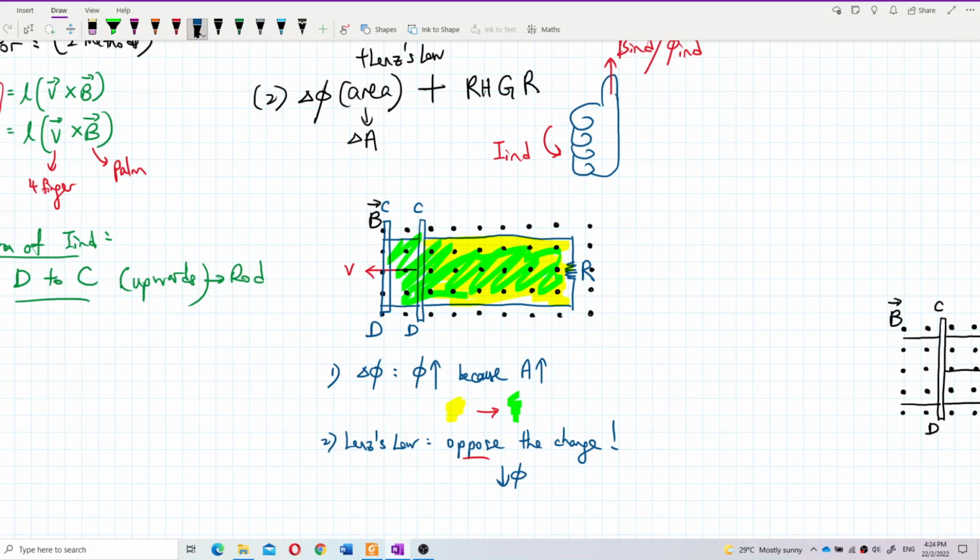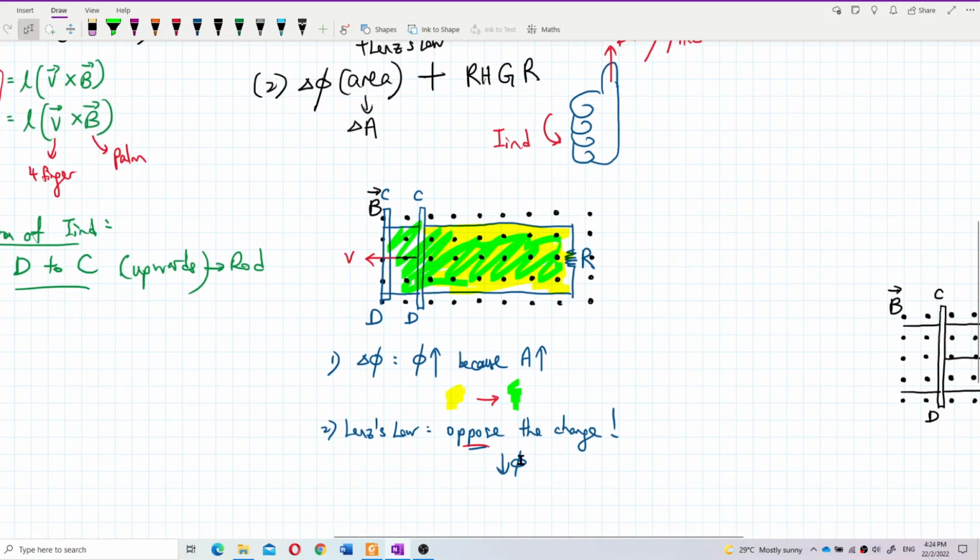To oppose means to go against. When something increases, Lenz's law tries to reduce the increase, by decreasing the flux. When flux increases, I want to decrease. When flux decreases, I want to increase. That is what I mean by oppose the change. So how to decrease the flux?